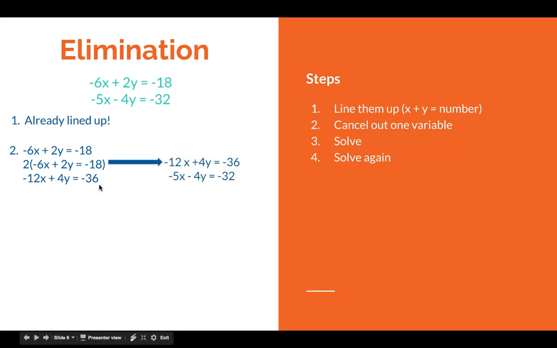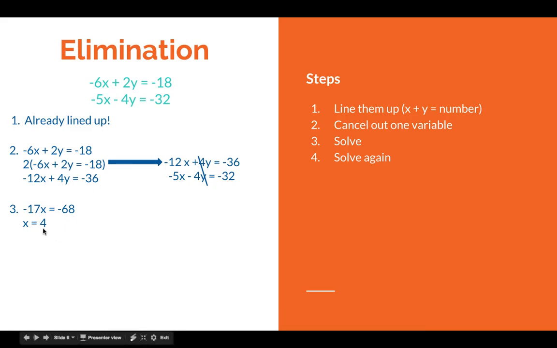So now, lining up our modified equation with the second equation, we have negative 12x plus 4y is equal to negative 36. And now lining that up with our second equation, if you were to add these guys together, 4y and negative 4y cancel out. Awesome. So now we're going to solve. You're adding negative 12x plus negative 5x gives you negative 17x, and adding up negative 36 plus negative 32 gives you negative 68. Solving for that, dividing by negative 17 on both sides. And remember, a negative divided by a negative gives you a positive. So x is equal to 4.